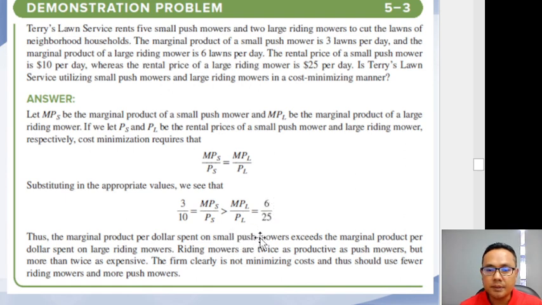6 divided by 25. Thus the marginal product per dollar spent on small push mowers exceeds the marginal product per dollar spent on large riding mowers. Riding mowers are twice as productive as push mowers, but more than twice as expensive. So the firm clearly is not minimizing costs and thus should use fewer riding mowers and more push mowers. Okay, this is the example for cost minimizing.